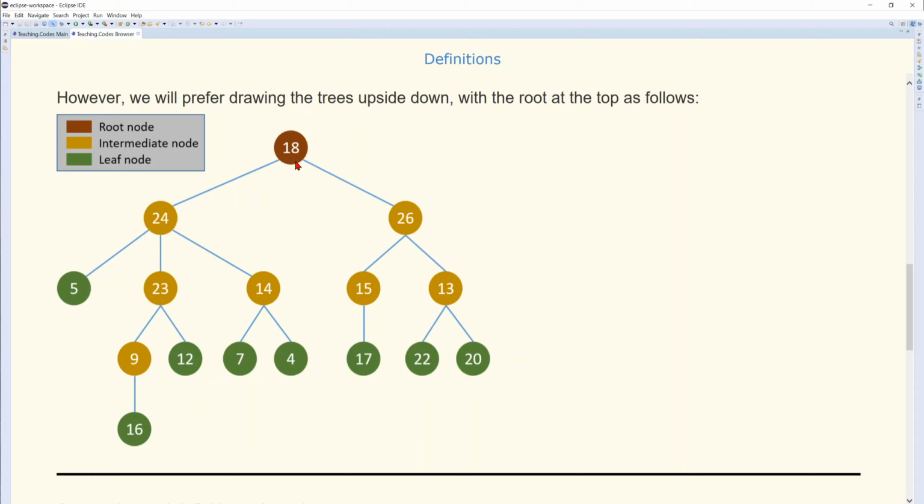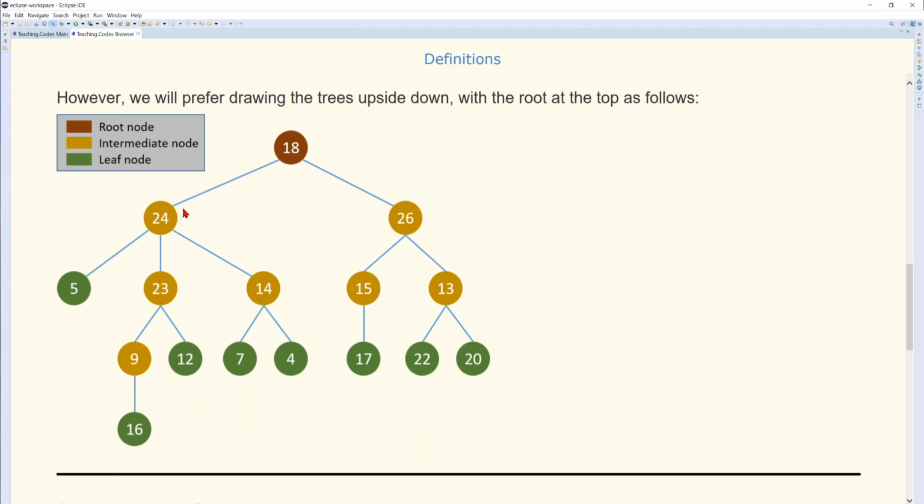The parent is also called the ancestor. So in reverse, we say 18 is the ancestor or the parent of 24. Parent is a more common term. And for the child, there's also the term descendant, but again, most of the time we use the term child.